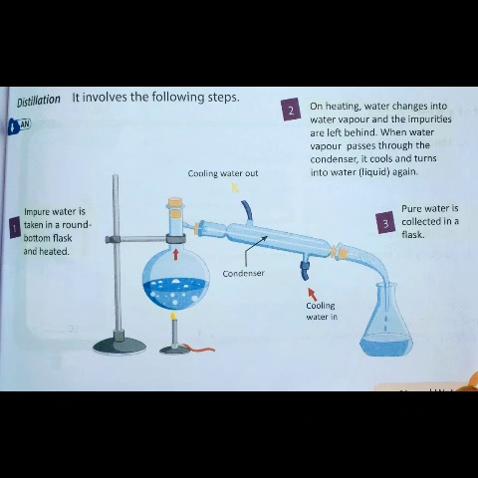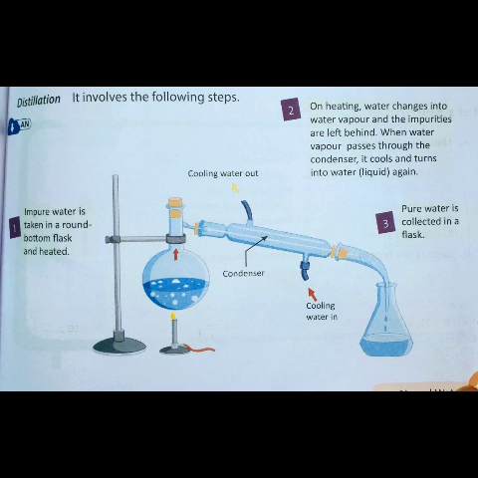When water vapor passes through the condenser, the cylinder portion is a condenser. Look at the picture given. It cools and turns into water again. The third stage, pure water is collected in a flask.